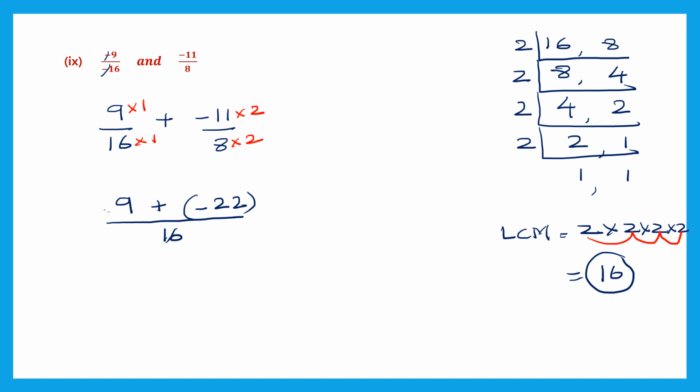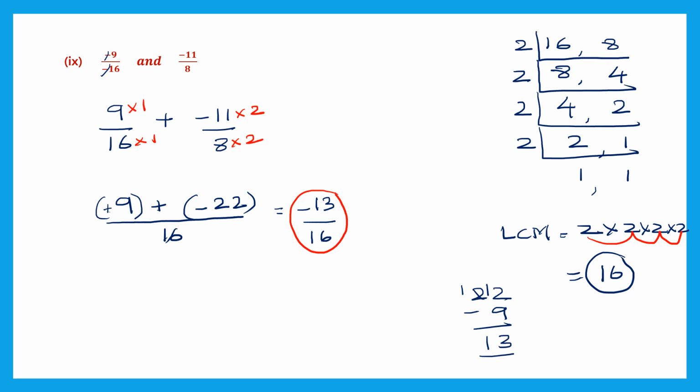So what do we have here? So now we have plus 9 and minus 22. Signs are different. So we have to put the sign of the bigger number and subtract. So 22 minus 9. So let's do that. 22 minus 9. Let's borrow. So this is 1, 12. 12 minus 9 is 3 and this is 1, 13. So this is minus 13 by 16. So our final answer here is minus 13 by 16.